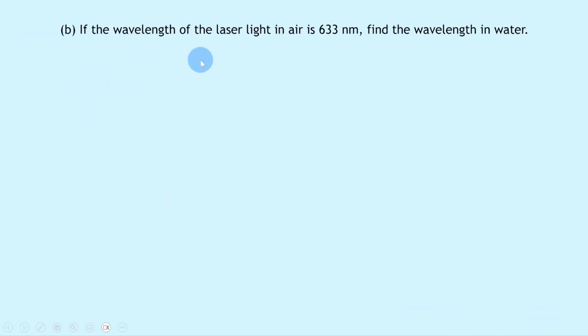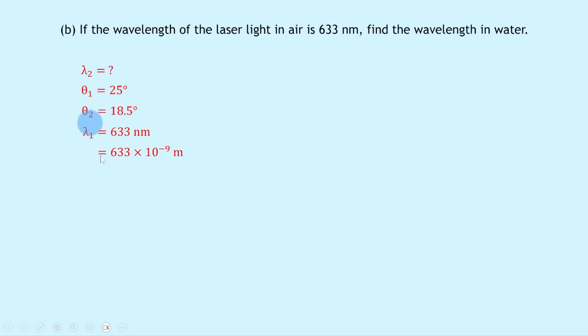Lastly, part B says if the wavelength of the laser light in air is 633 nanometers, find the wavelength in water. So we're trying to find the wavelength in the denser medium, which is lambda 2. We know that theta 1, the angle of incidence, is 25 degrees, and we know theta 2, the angle of refraction now, is 18.5 degrees, which we just calculated. And we know lambda 1, the wavelength of light in air, is 633 nanometers, which we can convert into meters. So that's the same as 633 times 10 to the minus 9 meters.